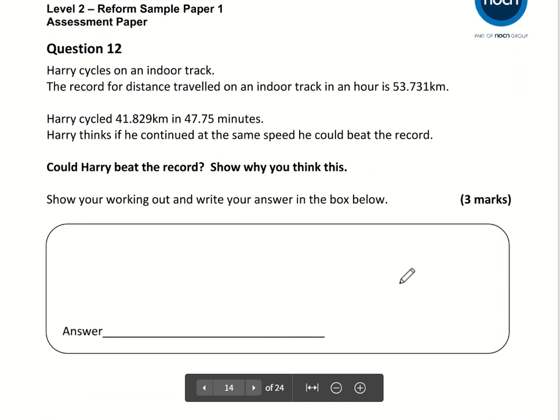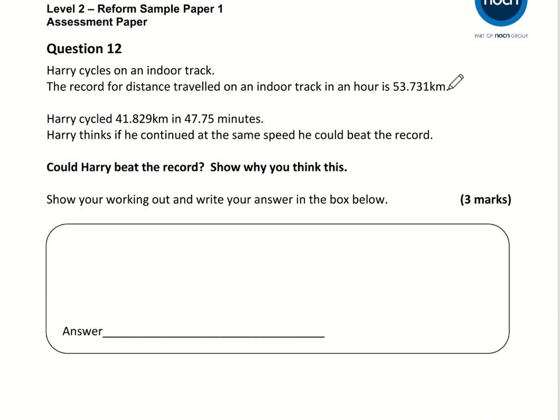Okay, question number 12. So what we need to do is we know that the record for the distance travelled in an hour is this. So that means the average speed was 53.731 kilometres per hour. So we want to work out the average speed that Harry's cycling at.